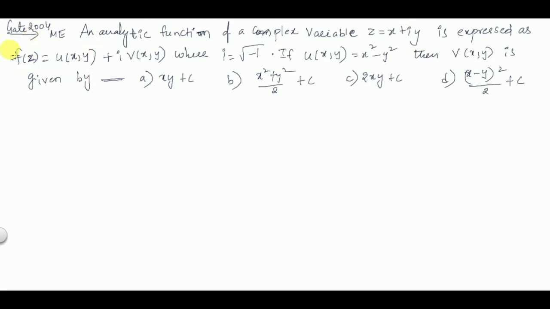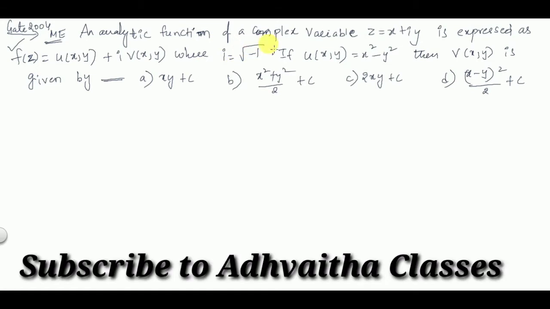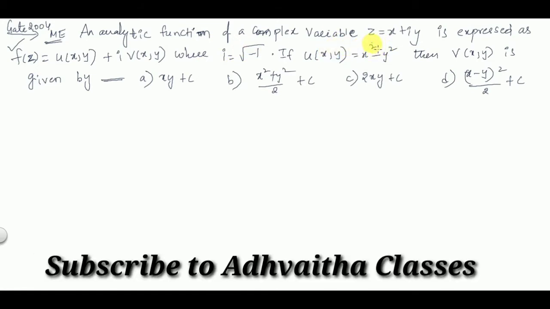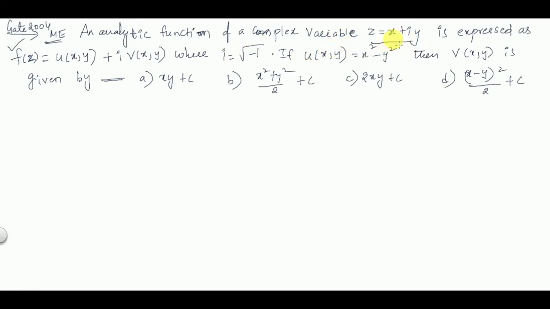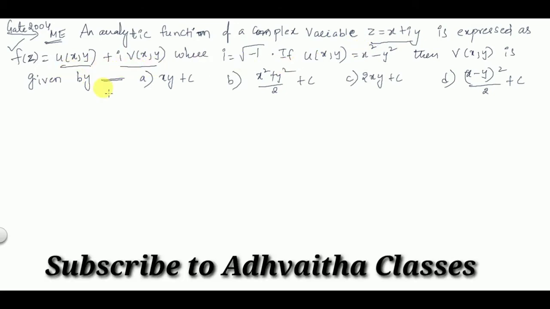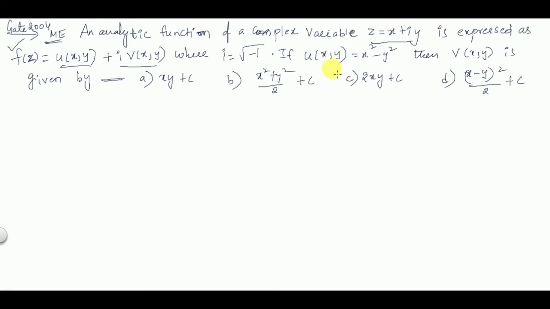So next we'll solve one more question from a previous GATE problem on the same concept, harmonic conjugate function only. This question was asked in GATE 2004 for the mechanical branch. In this question he has given that an analytic function of a complex variable z is expressed as f of z is equal to u of xy plus i into v of xy, and he has given you the real part and asked you to find the imaginary part.